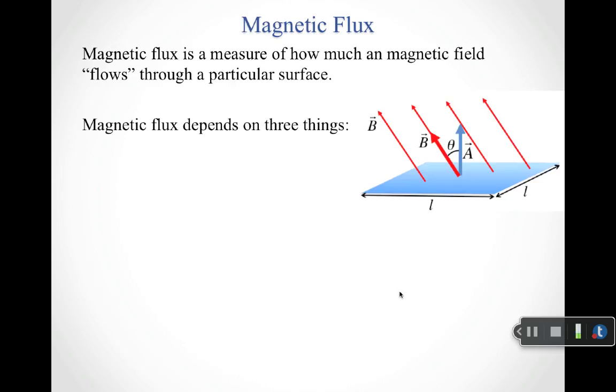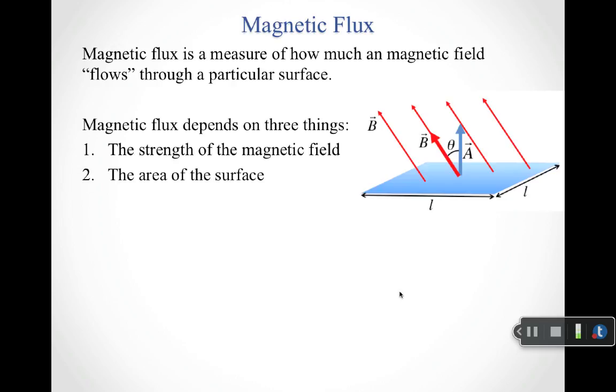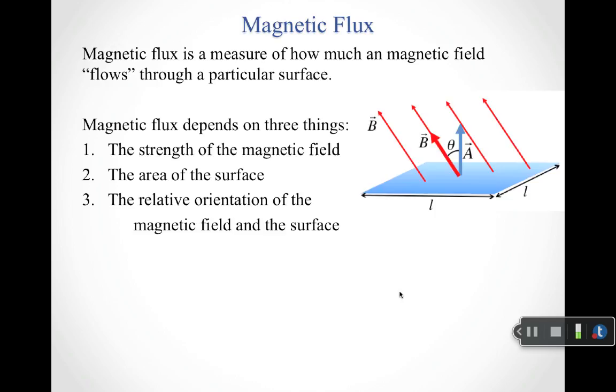And again, the magnetic flux depends on three things. It depends on the strength of the magnetic field, it depends on the area of the surface, and it depends on the relative orientation of the magnetic field in the surface. So again, if you wanted to increase the magnetic flux, you could increase the magnetic field. That would give you more field lines coming through your surface. You could increase the area of your surface, so instead of being L on each side, you could make it 2L or anything bigger. And you can increase the flux by lining up the magnetic field with the area vector for your surface.